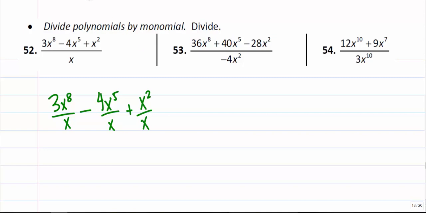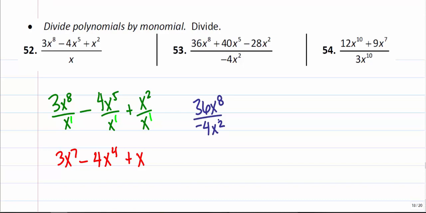And so by this, I mean I'm going to be taking one of my x's out of the exponent. So this would be 3x^7 minus 4x^4 plus x. That is literally it. The same thing here: 36x to the 8th power divided by negative 4x squared.